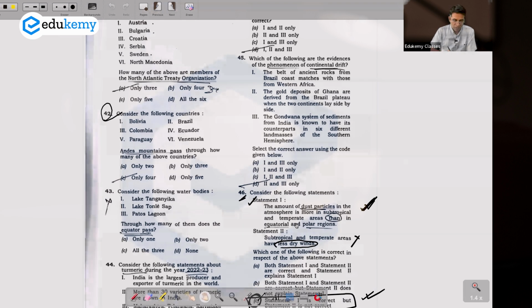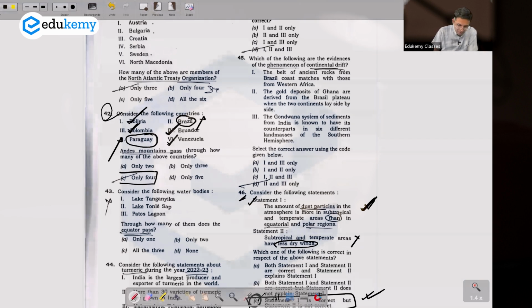So now if you see this question, okay, Bolivia includes Andes. Colombia also has Andes mountains. Ecuador has Andes mountains. And part of Venezuela has Andes mountains. Brazil में Andes mountains नहीं है और Paraguay में भी Andes mountains नहीं है. Therefore, in this particular question, only 4 is correct.